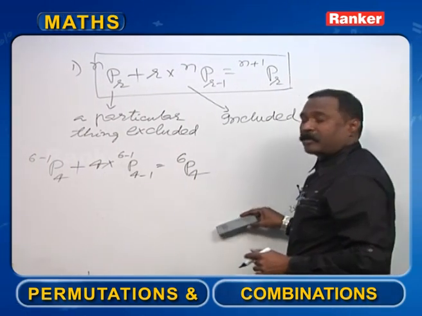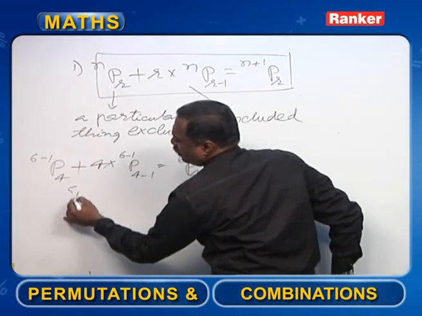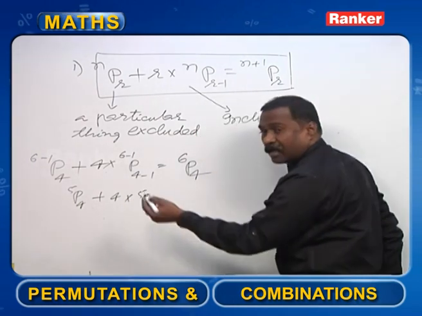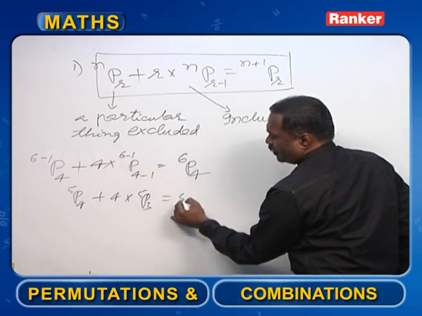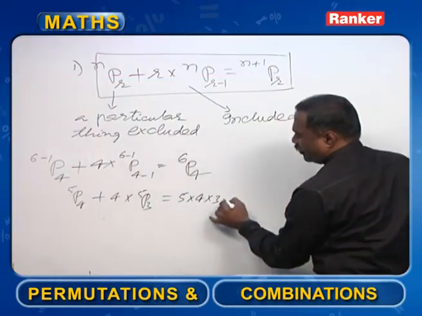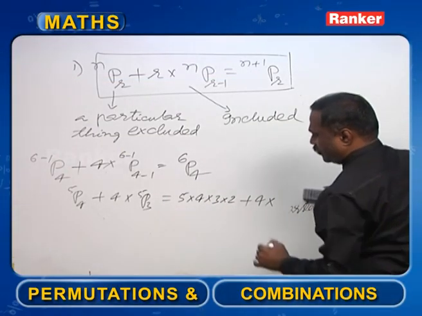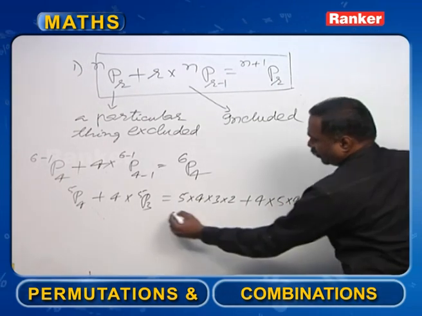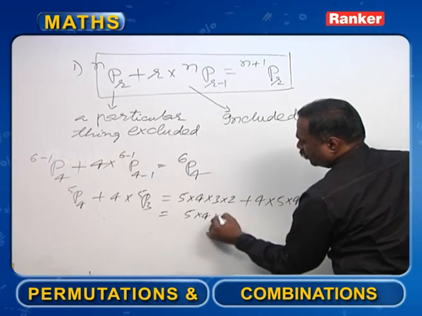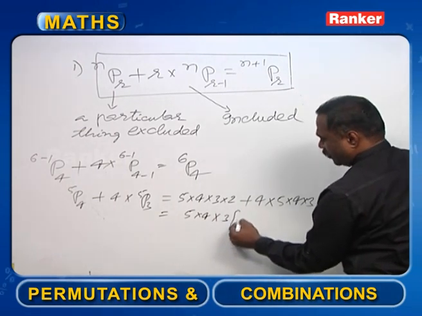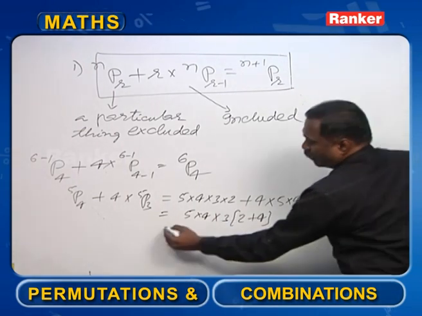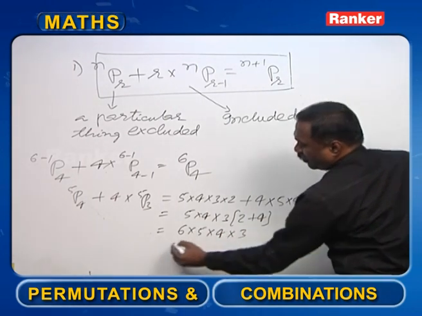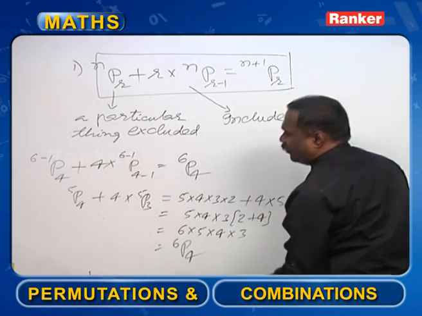6P4. You can check it out. It is nothing but 5P4 plus 4 into 5P3. Let us see this. 5P4 is nothing but 5 into 4 into 3 into 2 plus 4 into 5 into 4 into 3. You can take 5 into 4 into 3 common, and within the brackets you have 2 plus 4, which is nothing but 6 into 5 into 4 into 3, which is nothing but 6P4. You can see that.